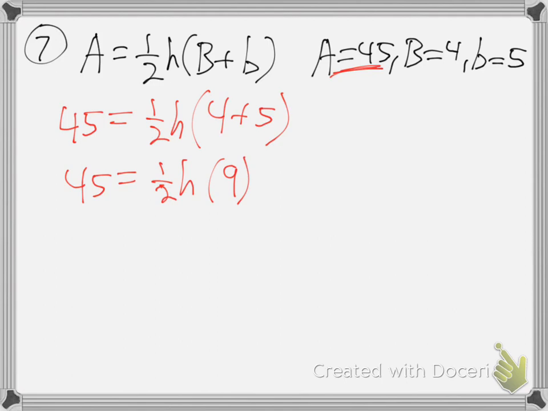There's a few different things you could do. Alfred? Yeah, I always think it's good to get rid of the fractions as soon as we can. So what's going to get rid of that half? Multiply by 2. So I'm going to multiply by 2 here and 2 there, and it cancels that, doesn't it? Does that make sense? So we get 90 equals H times 9.